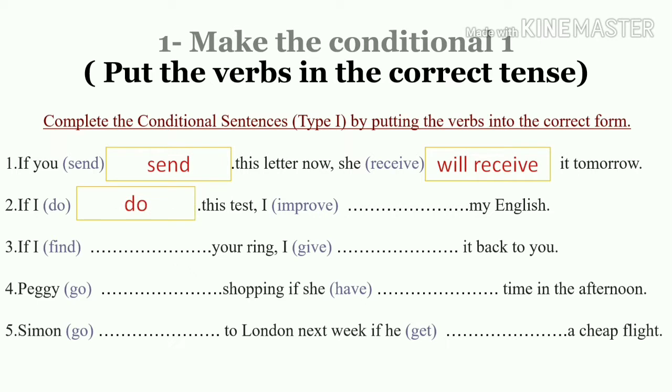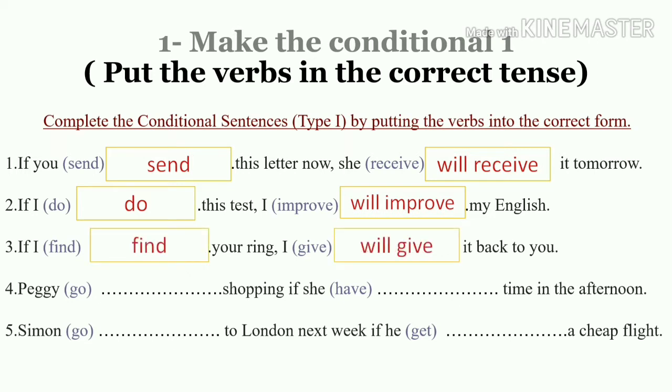If I do this test, I will improve my English. Perfect. If I find your ring, I will give it to you. Peggy will go shopping if she has time in the afternoon. You can notice this sentence doesn't start with if, so it starts with the result. When we put if in the middle, we don't put a comma in the middle of the sentence. I hope this is clear.